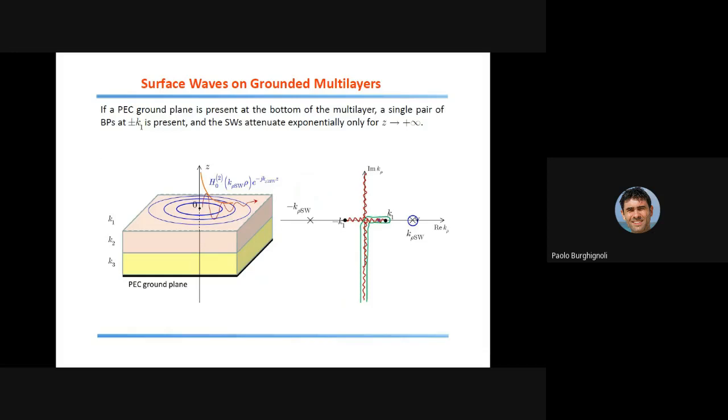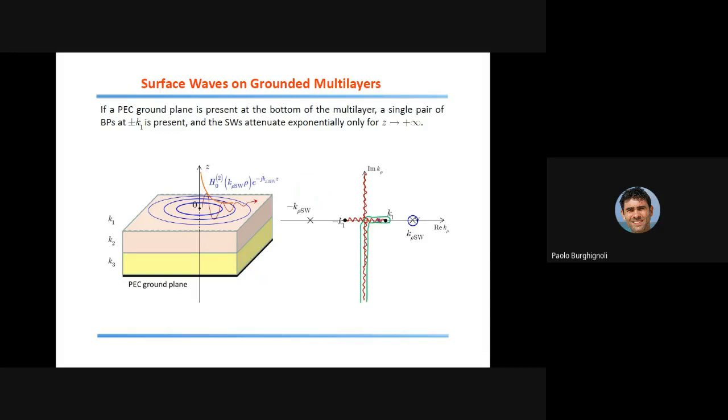A finite number of those poles will be located on the real axis, and those are the modes above cutoff of the parallel plate waveguide. And an infinite number of poles are located on the imaginary axis, both positive and negative, and those are the infinite modes below cutoff of the parallel plate waveguide.